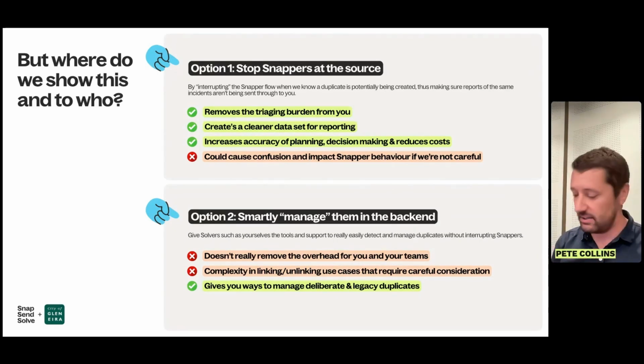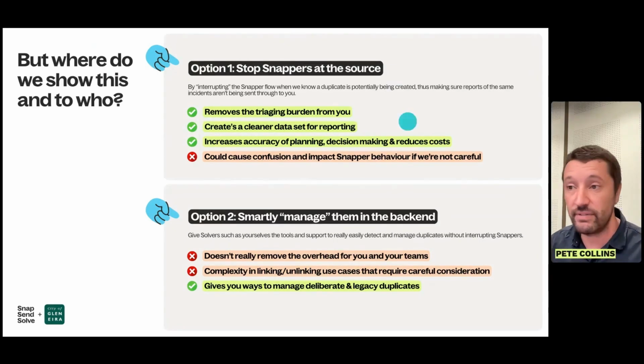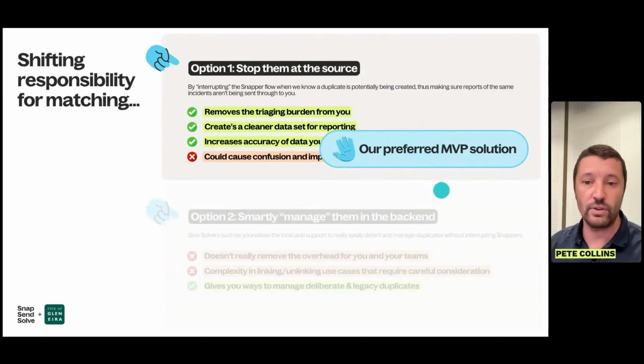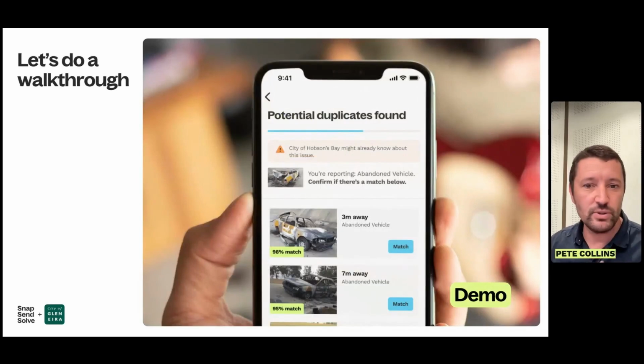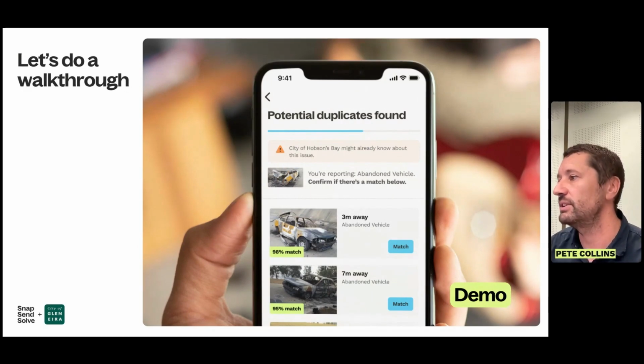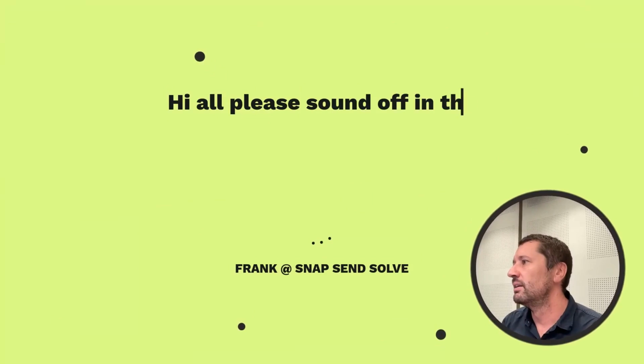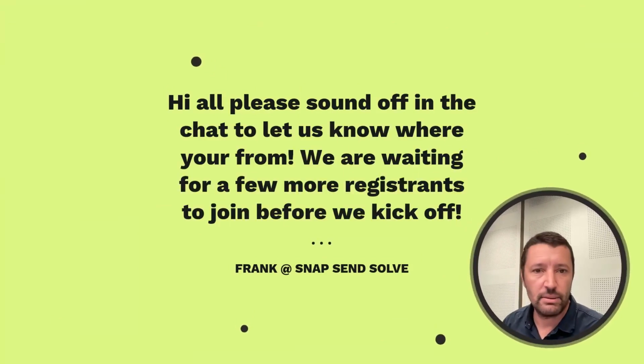And so we think our preferred solution, certainly for MVP, is to stay focused on how we stop duplicate reports coming to you in the first place. That's really where we focused our energy and time from a solution perspective. So I'm actually going to jump into a demo now, and I'll talk you through how we've chosen to solve this. So let me just share this tab instead.